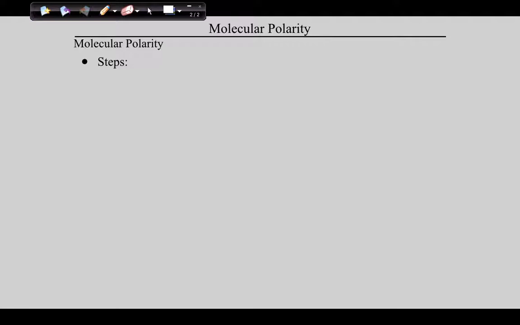Step number 1 is going to be this. You're going to draw Lewis dot structures, just like the last test. But now you are going to draw them as realistically as possible. If you'd like to, if you want to have this as a reference.